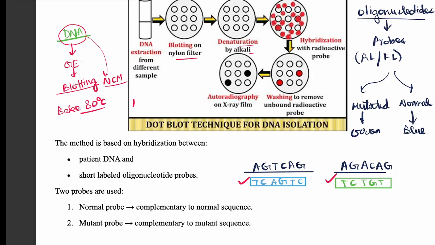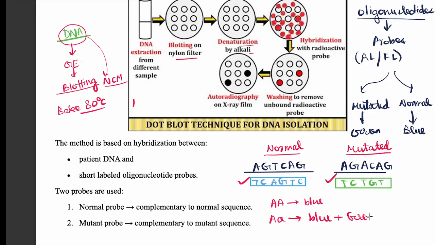Now suppose the DNA was normal, so the blue probe will bind to that normal DNA. And if the DNA was mutated, the green probe will bind to that mutated DNA. So either case can happen. If the person is capital A, only the blue probes will bind. The green will remain free. If the person is heterozygous, some of the blue probes can bind and some of the green probes will bind to the DNA which is stuck onto the nitrocellulose membrane. If the person is recessive homozygous, only the green probes will bind.